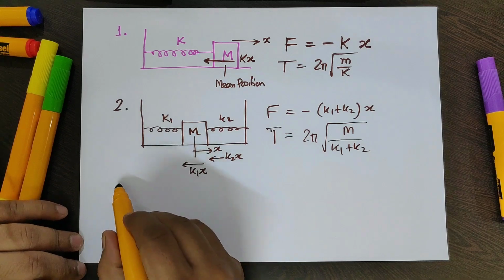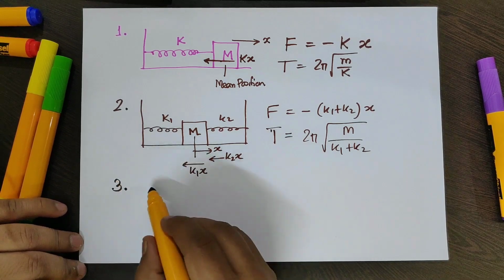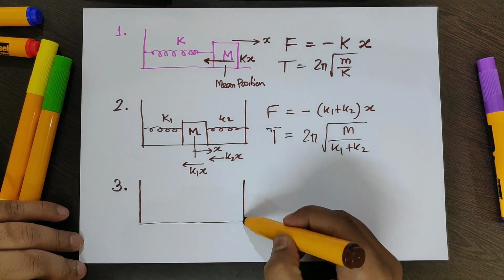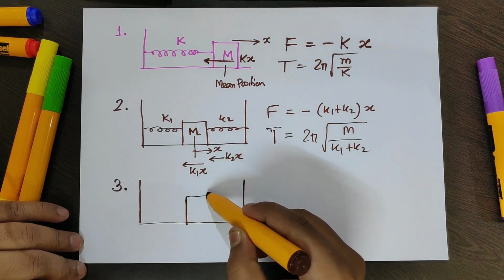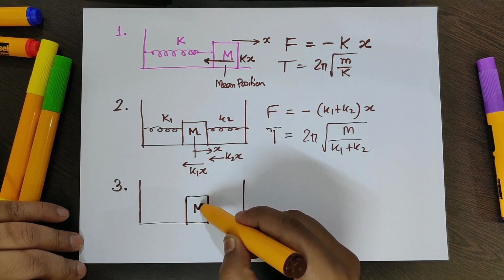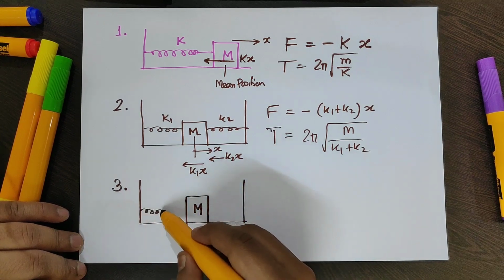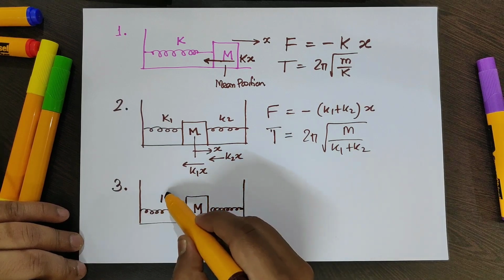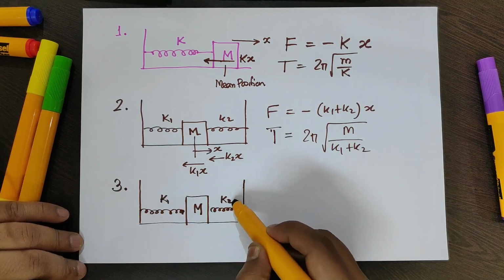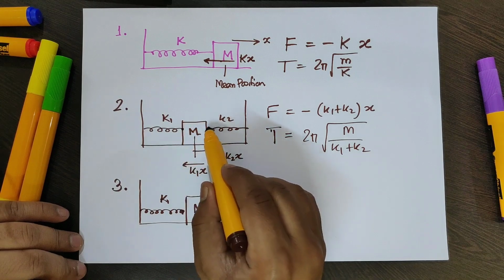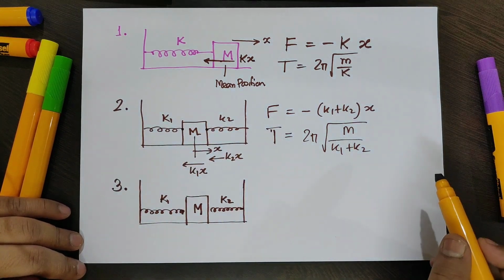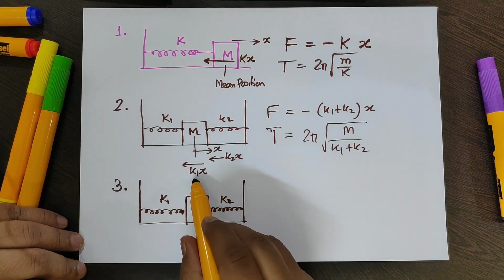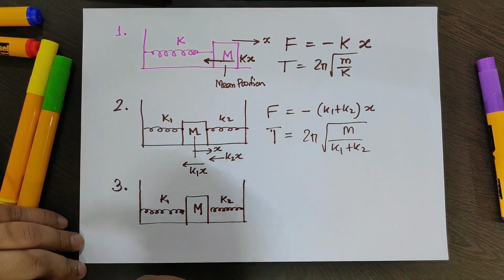Now question 3, this is slightly different. If this is a block and the springs are not attached to the block, both the springs are having their ends loose. It's unlike this case where the springs were tied to the block. These two ends of the springs are loose. Now if you displace the block by x, what happens?